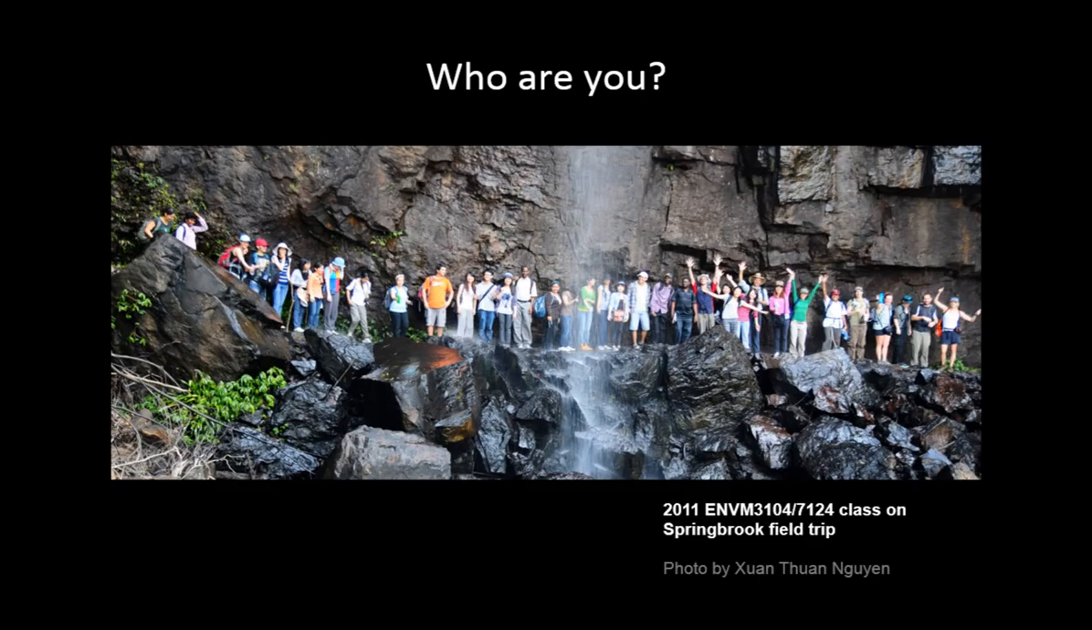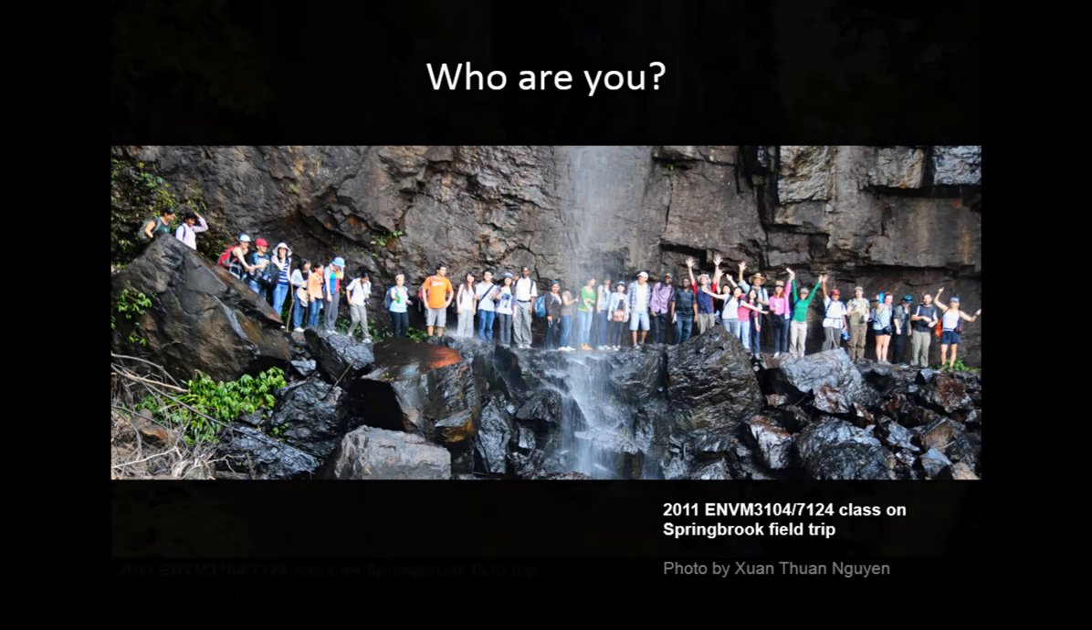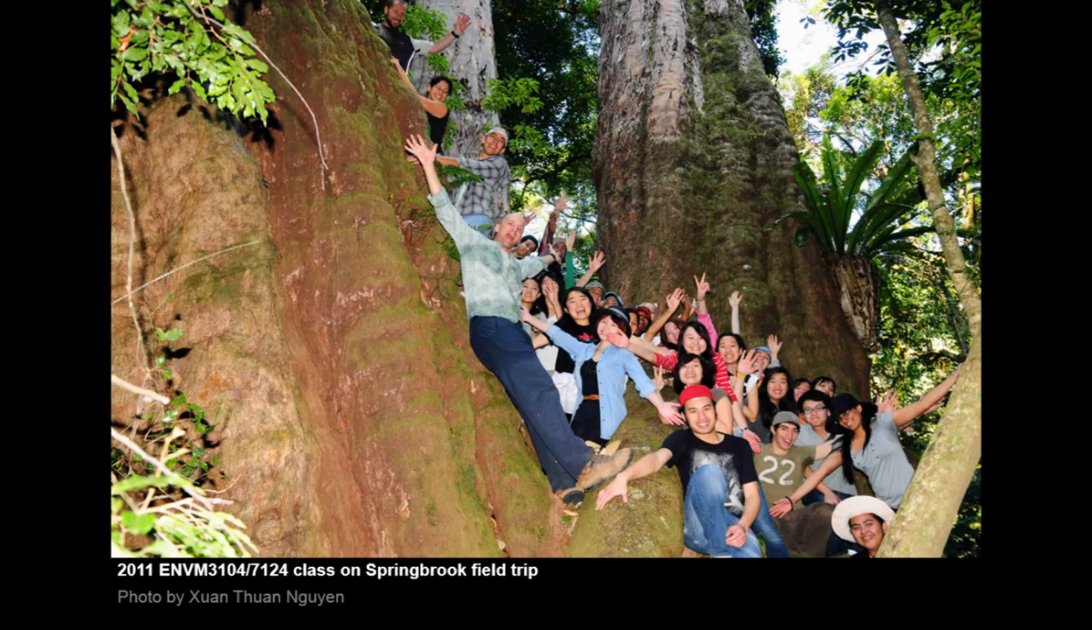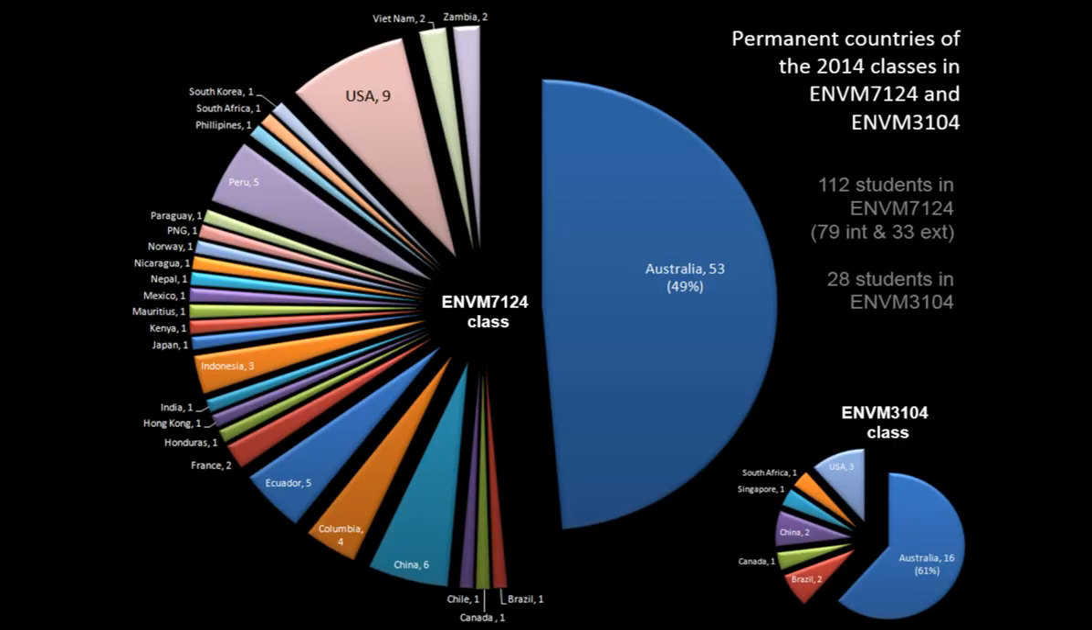So who are you? This is a picture taken of the class back in 2011, standing under one of the waterfalls in Springbrook. And this is us in a tree. The great thing in this course is that it's incredibly international. This was a little graph I did back in 2014, and it's a similar sort of mixture this year, just with a few less students. About 50% of the postgraduate course is from Australia, and then there's this 50% spread from all around the world. So many from China.